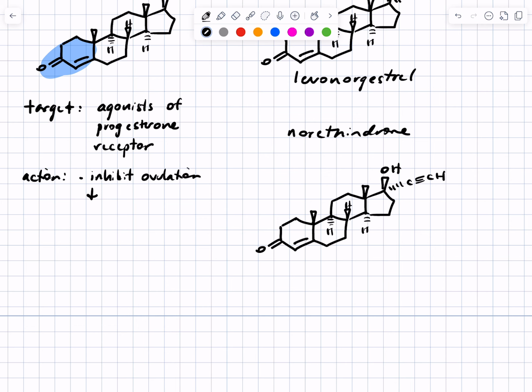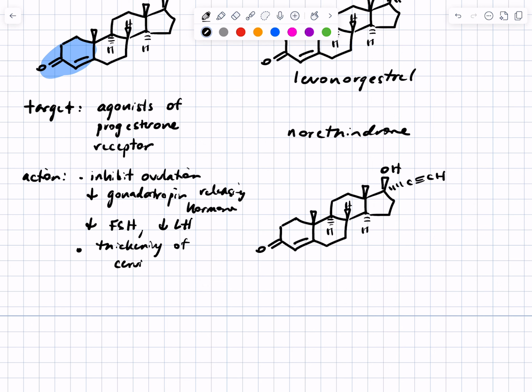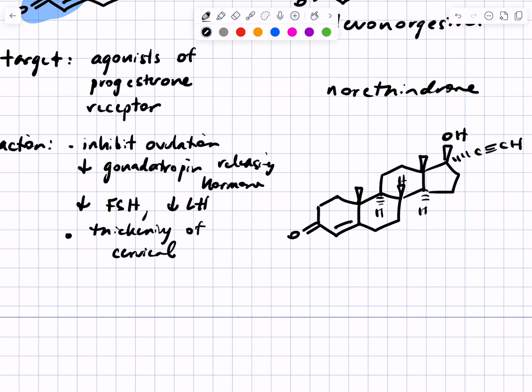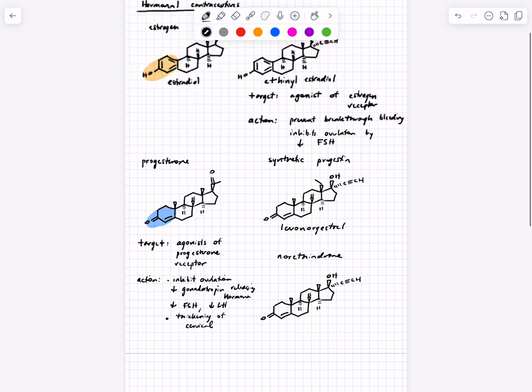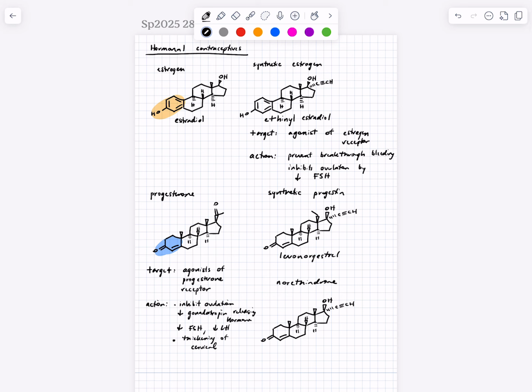The way this works is it's a decrease in gonadotropin releasing hormone, which decreases the presence of FSH and luteinizing hormone, and that prevents ovulation. Another mechanism is thickening of cervical mucus, which prevents sperm from being able to find the egg because they can't move through the mucus quite as quickly. So those are the structures, targets, and main actions of both of those.